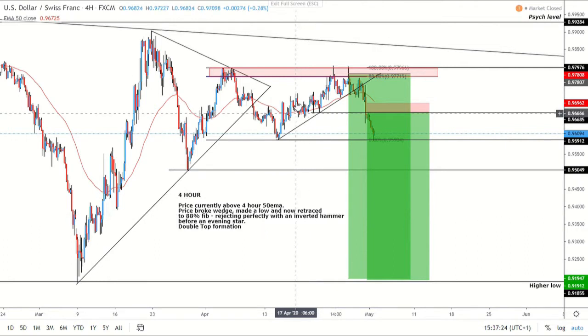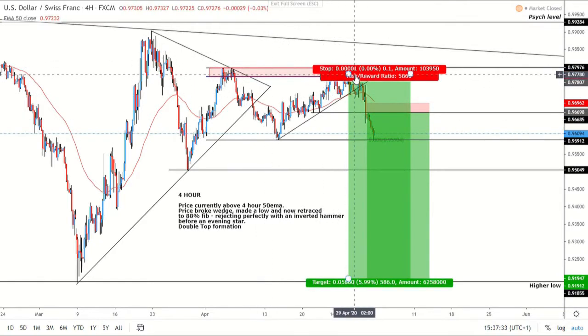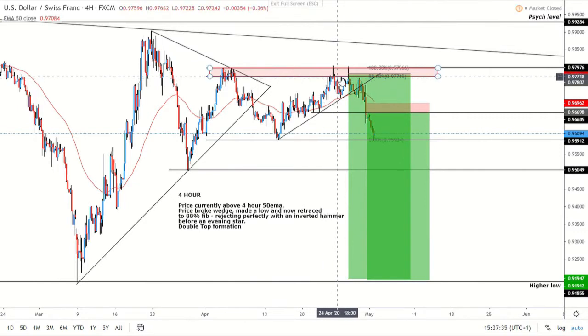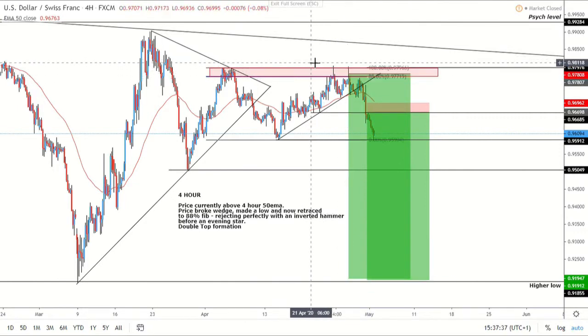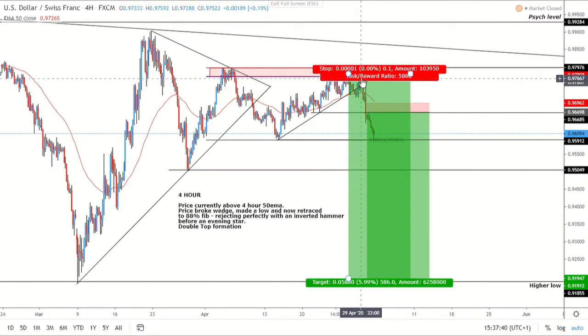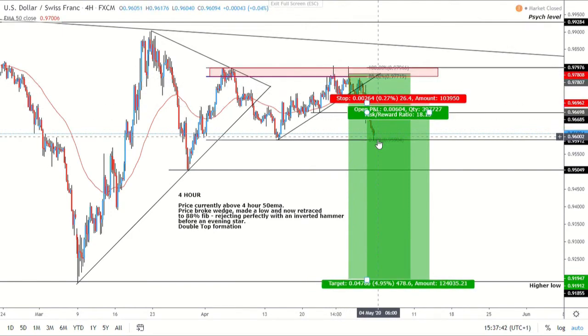But on the 4 hour, we had this break of this wedge, broke to the downside, made a new low, retraced to the 88%, rejected that area of liquidity. We had a big wick rejection with the hammer, and then we broke down the counter trend line, retested, and then broke down to the downside, fulfilling our 90% rule.